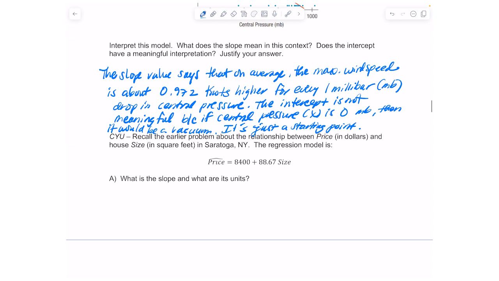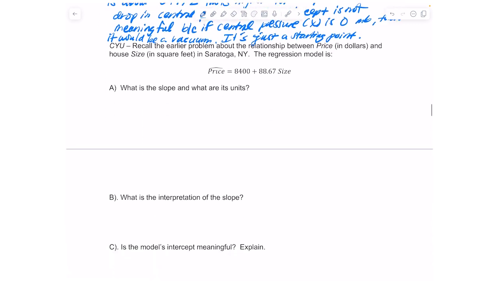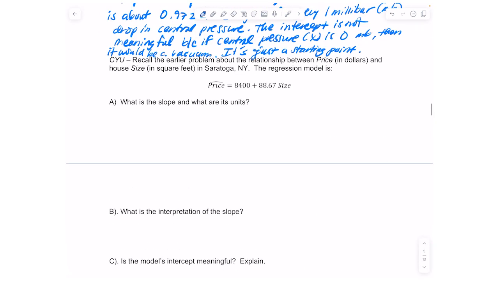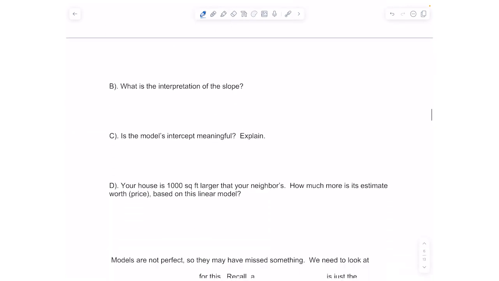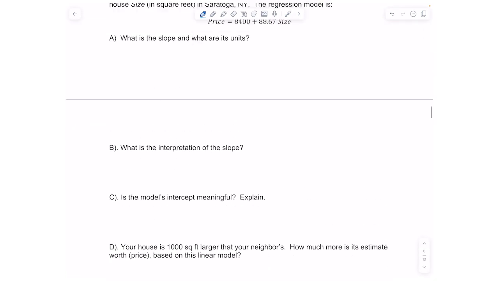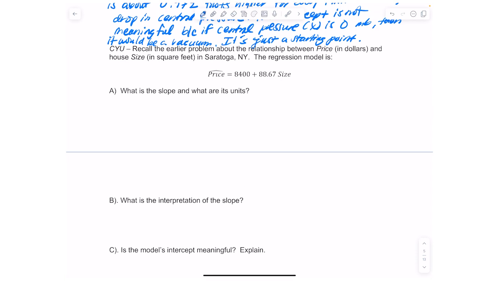Okay, you can pause the video again, and then there are these questions here, A through D, related back to this equation. So you're going to practice interpreting the slope and the y-intercept, and then answering question D. Okay, and then you can unpause when you're ready.